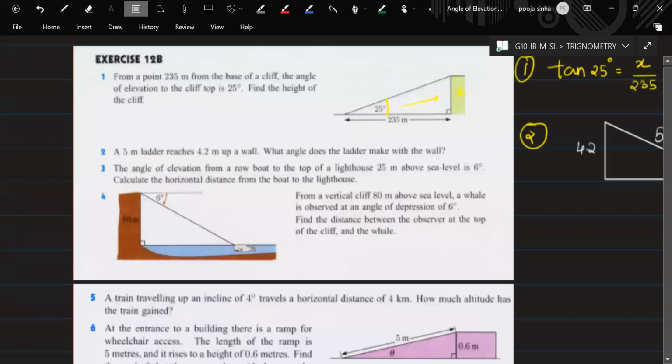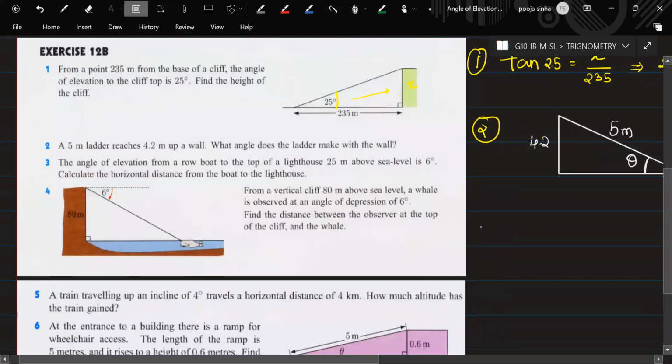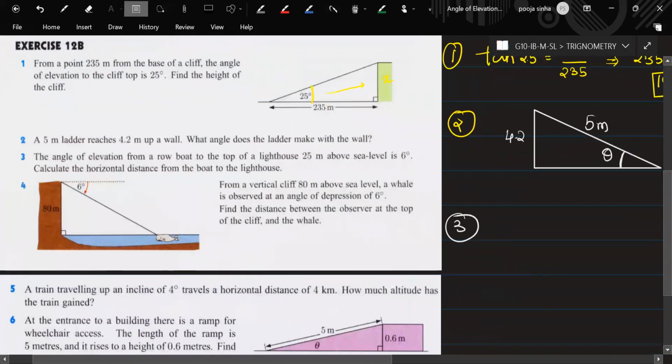Okay. All right. Then we move to the third question. The third question says the angle of elevation from a rowboat to the top of a lighthouse 25 meters above sea level is 6 degrees.